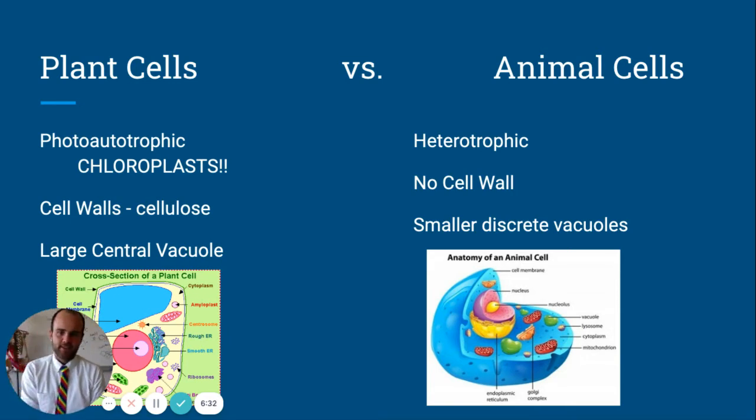Animal cells, on the other hand, are heterotrophic. They have to eat other stuff. They can't make their own food. There's no cell wall, so they're going to be a little bit more gelatinous, and they have discrete, smaller vacuoles. So instead of having one big place for everything, they're going to have small ones distributed all throughout the cell. And there's going to be advantages and disadvantages to both of these adaptations.